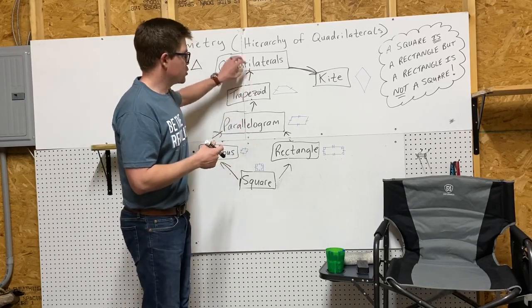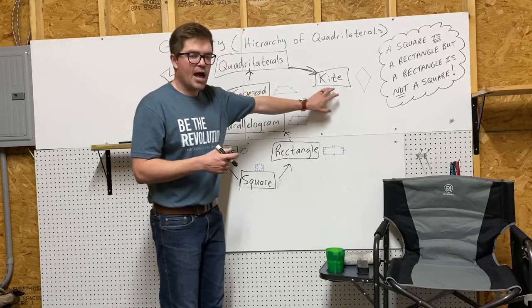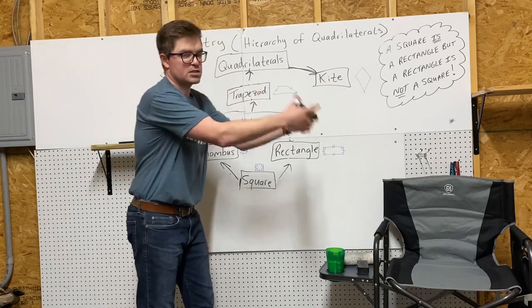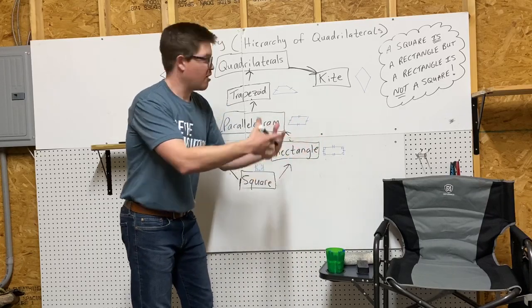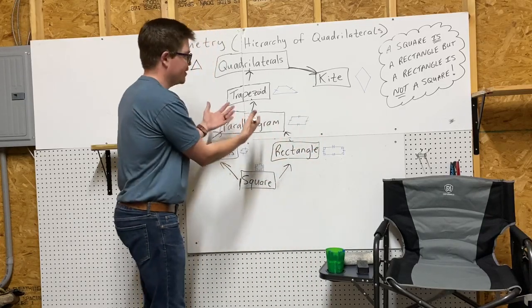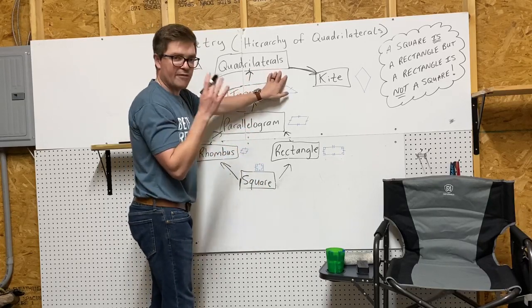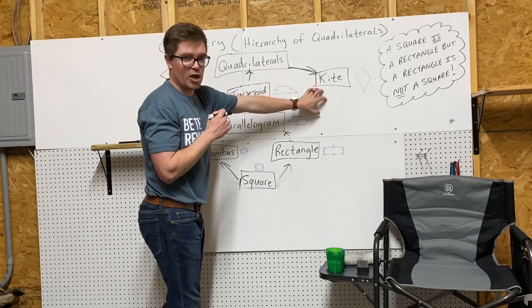So I'm moving back up here to quadrilaterals. You've noticed the kite that I haven't talked about yet. The kite is kind of like that person who stands off to the side, bless their heart. They don't have any friends. They're off by themselves because the kite has nothing in common with any of these except for the fact that it is a four-sided polygon, which makes it a quadrilateral.